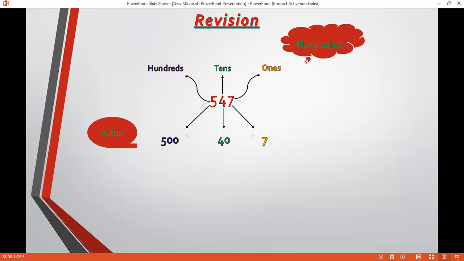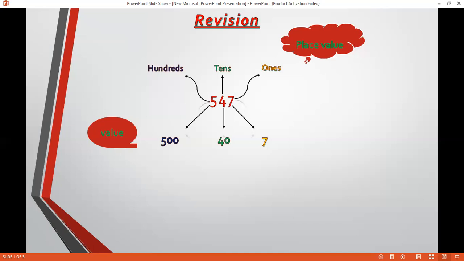So this is the difference between place value and value. When I'm talking about place value, it will be the hats of the number. When I'm talking about value, you just tell me the value of each digit here. Is 5 equal to 50 or 500? It will be 500. Is 4 equal to 4, 40 or 400? It will be 40, because it's in the tens place. So make sure that you know the difference between place value and value.